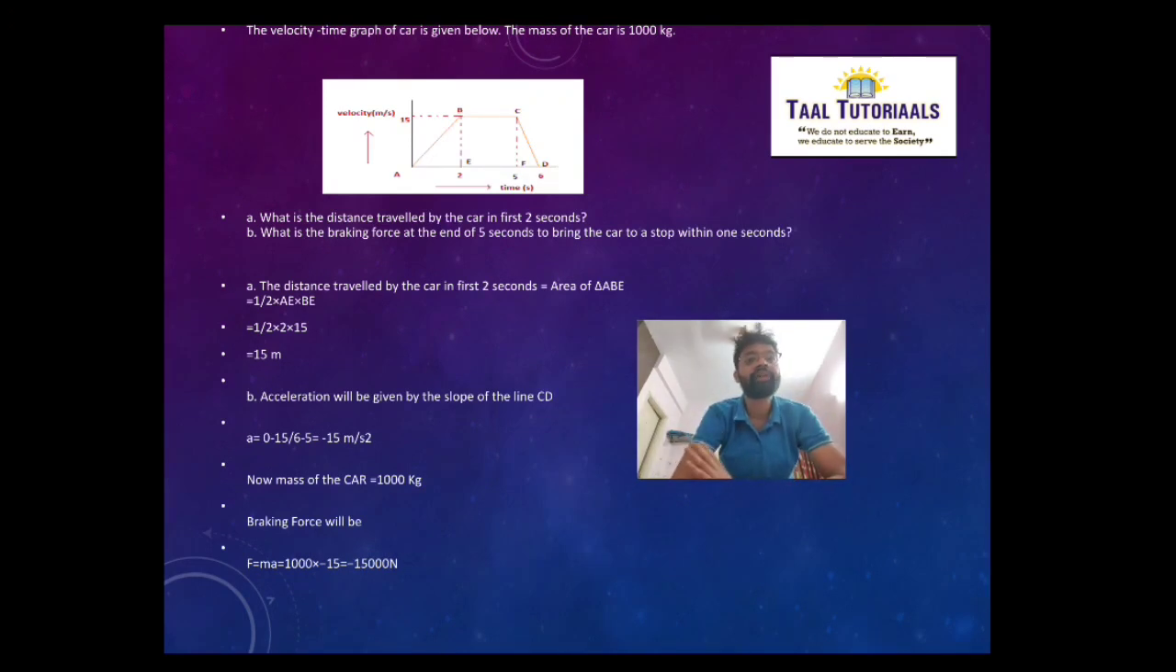Now we need to find the force at which that brake was applied, and for the force the formula is mass into acceleration. Therefore mass is given as 1000 kg and acceleration we got as 15, and we multiplied, we got 15,000 Newton. Therefore the force which is helping to bring the car to stop was 15,000 Newton.